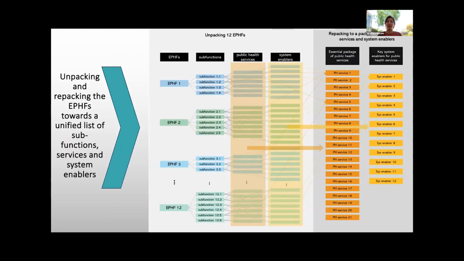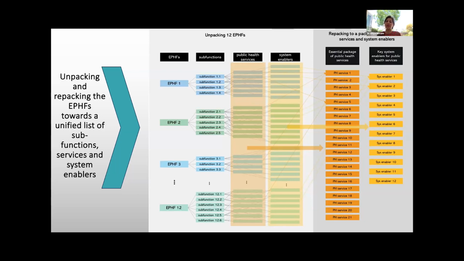So what was done to unpack this? A series of consultative approaches was done to ensure that we unpack these EPHFs towards an operationalization of them. The first was to look at each of these 12 EPHFs and unpack them in terms of subfunctions. What subfunctions would contribute towards the achievement of an essential public health function?